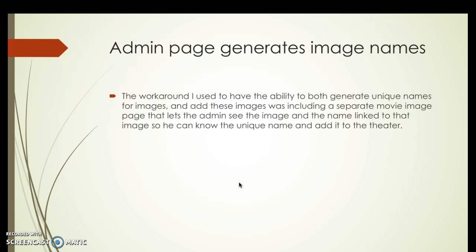Admin page generates image names. So the workaround I use to have the ability to generate a unique image name for the images, and to be able to get the image name to add these to the page later, was I create a separate image name page that shows the images and shows the names. So if you're the admin, you can go in there, find the image you want, copy paste the name, and then use it to upload it to your theater.